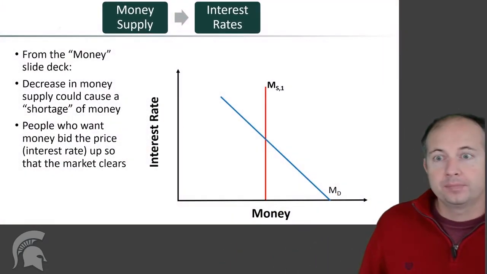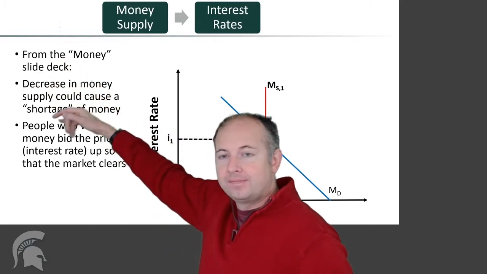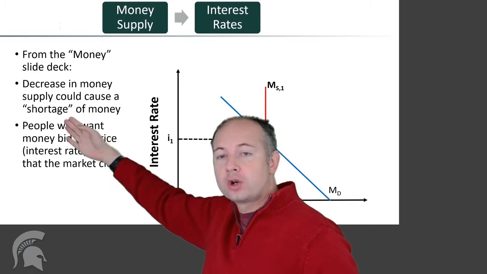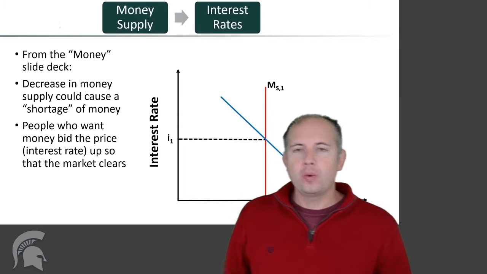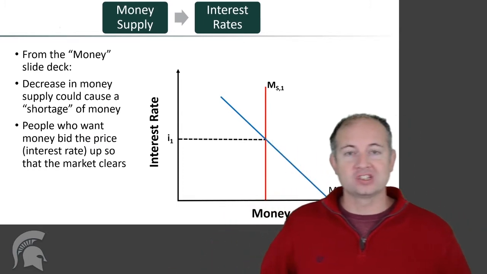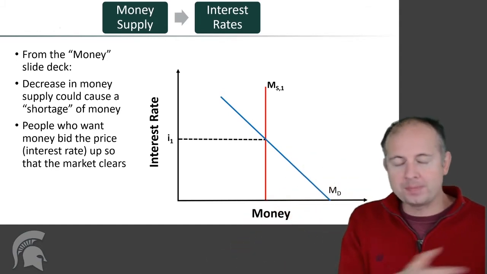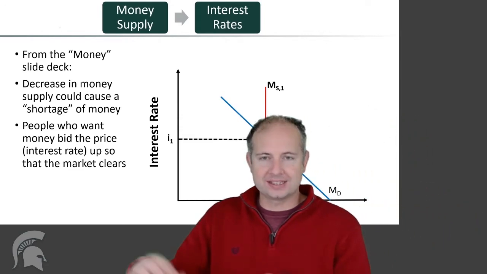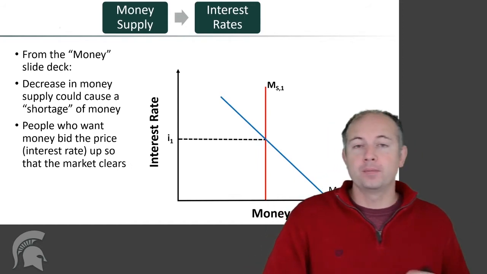Why is this? Well, this is coming from the money slide deck. We said a decrease in the money supply could cause a shortage of money. So thinking back to the Marios and the Luigis, when we have lots of people wanting to get something, then we're going to see a shortage. We have lots of people wanting it, not many wanting to sell it. So these people who are left out, some of them will offer more money.